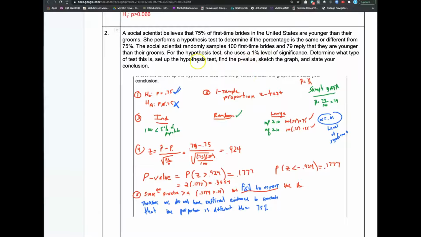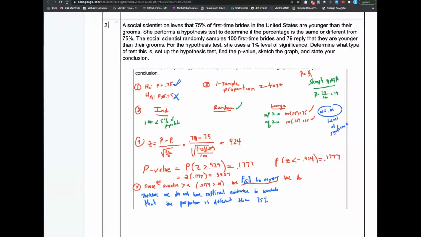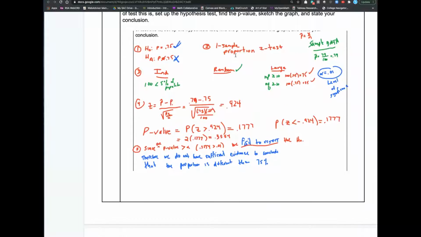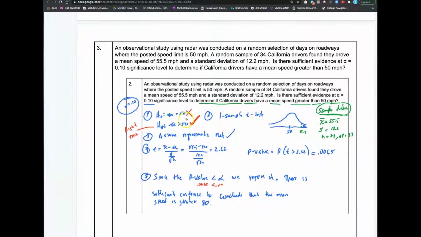That's based on, again, how confident you want to be with our conclusions. And that's why it varies. It depends. Some people are willing to be wrong 10% of the time, 5%, 1%. And that's what allows us to make those decisions here. And again, notice this is a one-sided test, greater than.